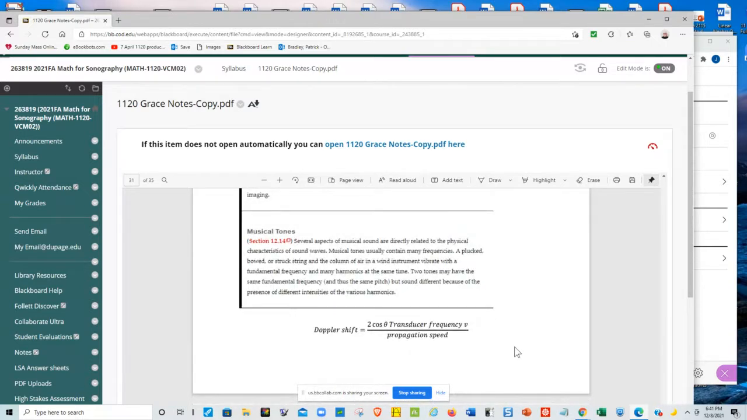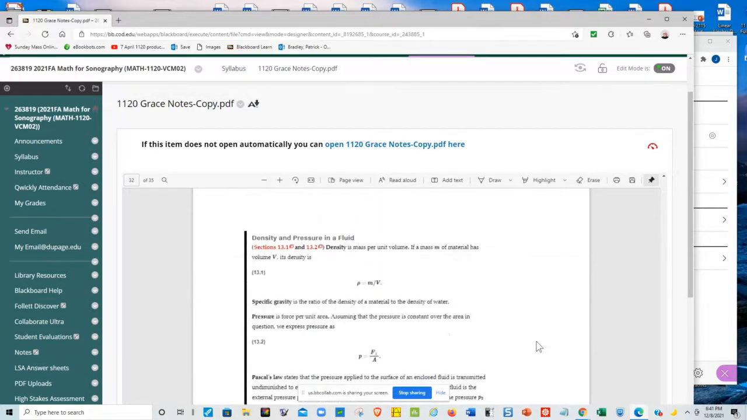At the bottom, I do list an equation, and this is a good equation that is often used in ultrasound textbooks. It says that the Doppler shift is equal to twice the cosine of theta times the transducer frequency times the velocity of blood, divided by the propagation speed. This could be negative or positive depending on whether the blood is moving toward you or away from you. And certainly that's the kind of problem that I'm going to ask you.